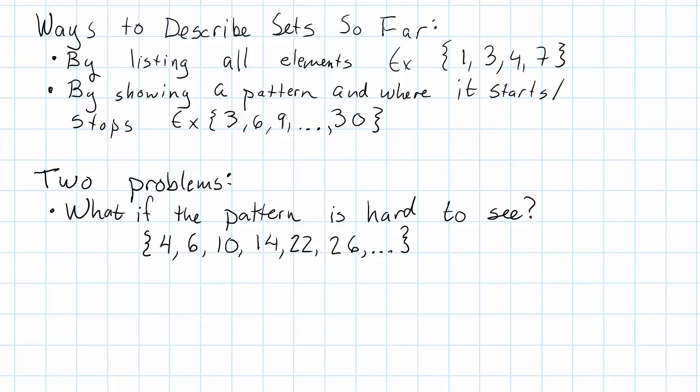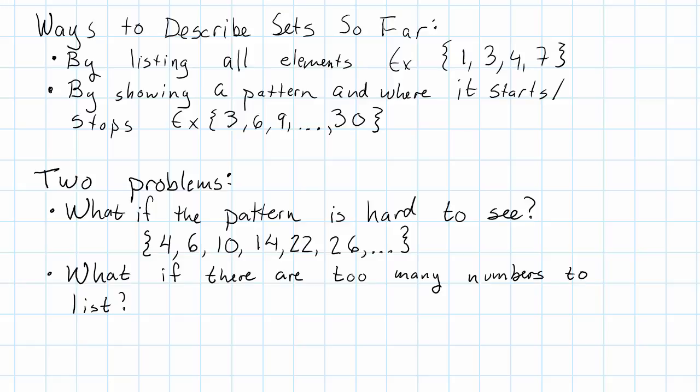The other thing is, what if there are too many numbers to put into the list? Right? What if I want to list, for example, all the real numbers greater than 3? Then I want 4, 5, 6, and so on. But I also want all the numbers between 3 and 4, all the numbers between 4 and 5.